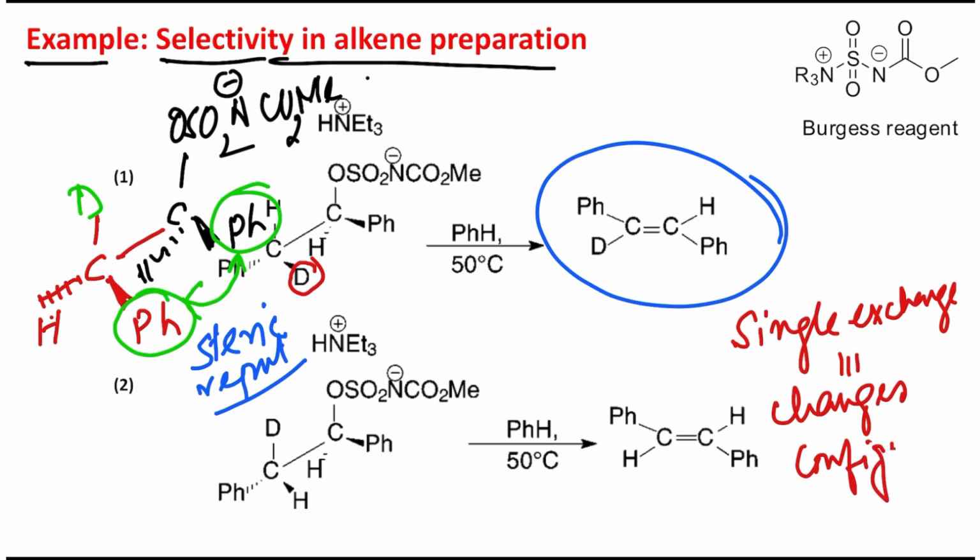For example, just for example, if the other one was R, then this one will be S. So this is another isomer, a stereoisomer. A single exchange changes the configuration, so this is a completely different molecule compared to the past one.